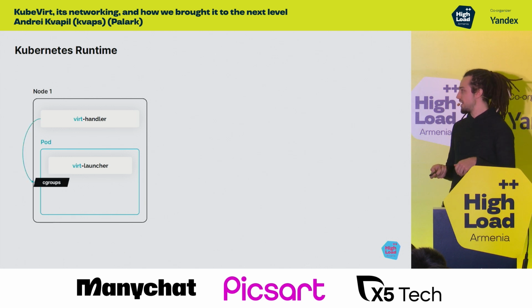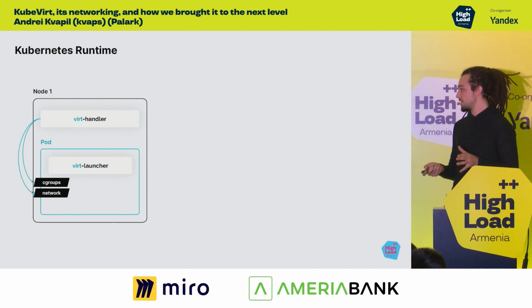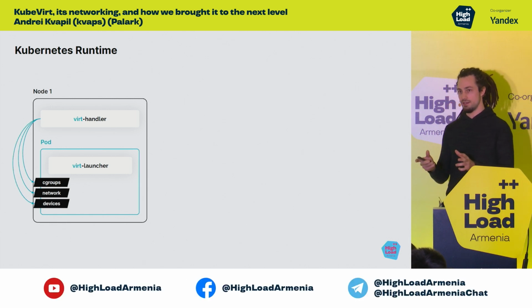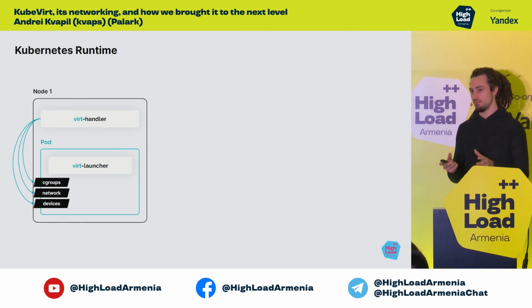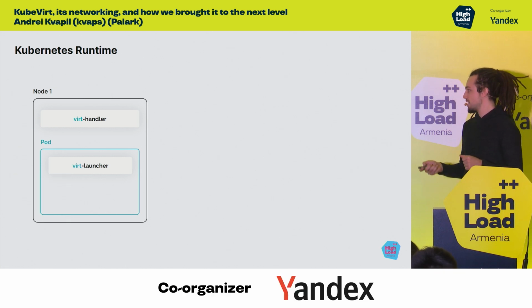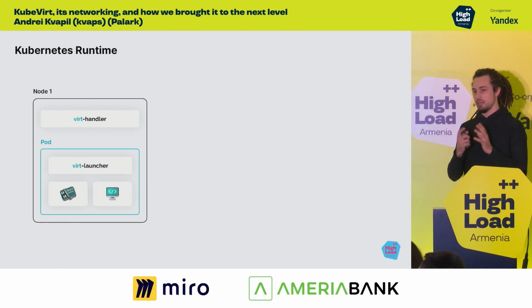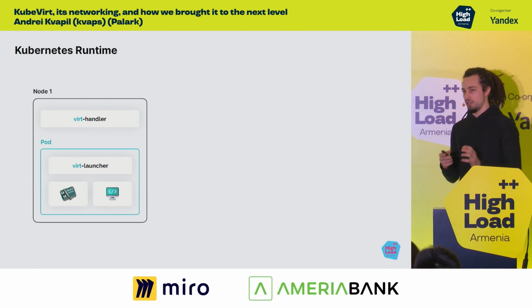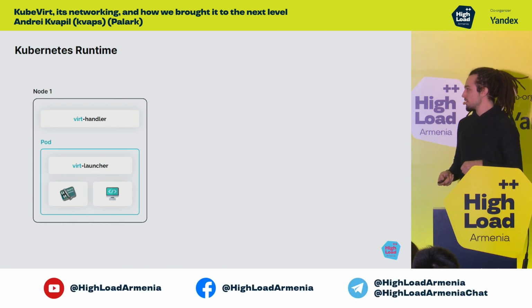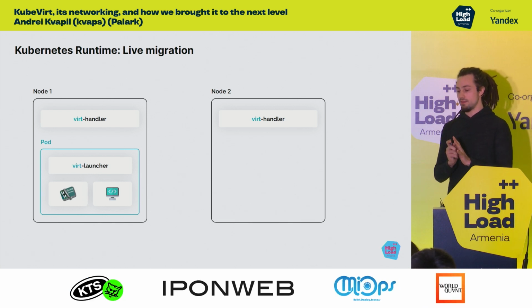It is actually managing the cgroups and the network. It creates network interfaces and passes through the devices. If you need some GPU inside the virtual machine, or, I don't know, an SR-IOV device, it will do the same thing before the virtual machine is launched. Later, virt-launcher runs libvirt, which is running the virtual machine. So we can see that every pod is running its own libvirt daemon, which is controlling just a single virtual machine.